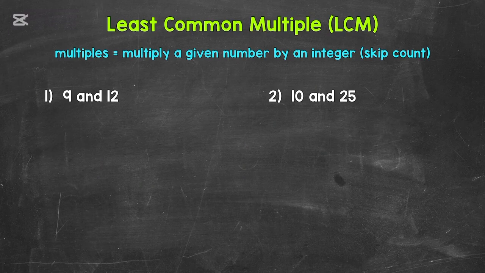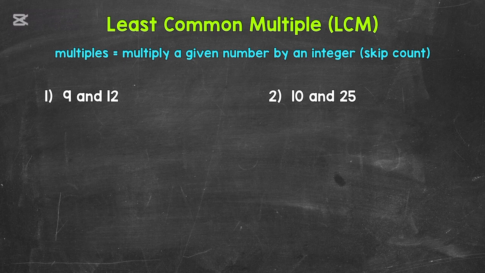In this video, I'm going to cover how to find the least common multiple. Now, as far as the least common multiple between numbers, this is going to be the smallest multiple in value that both numbers share. Now, a multiple is the result of multiplying a given number by an integer.